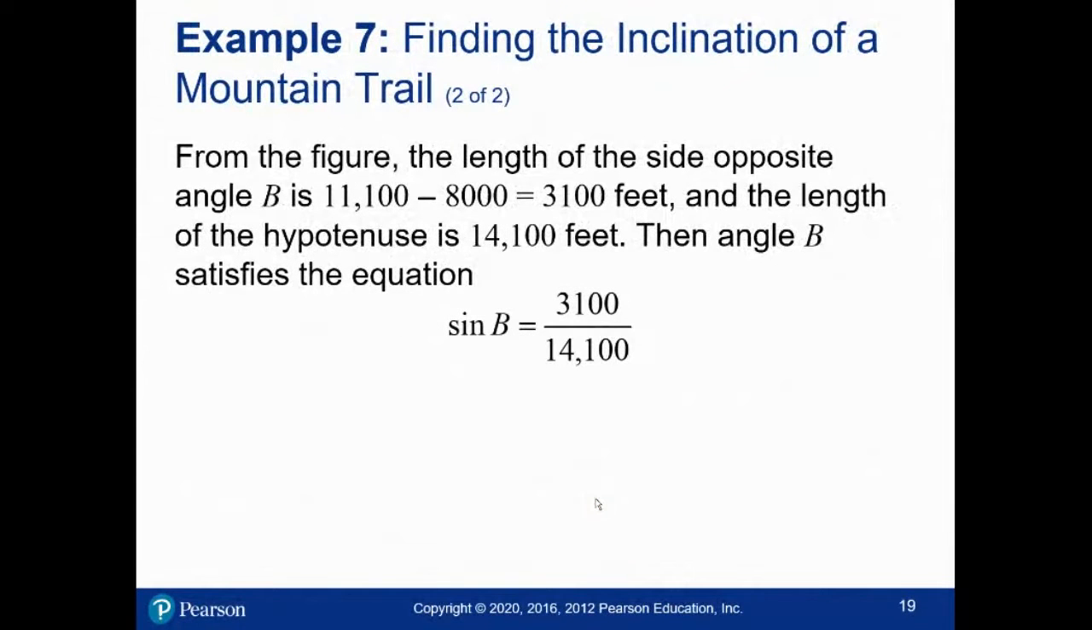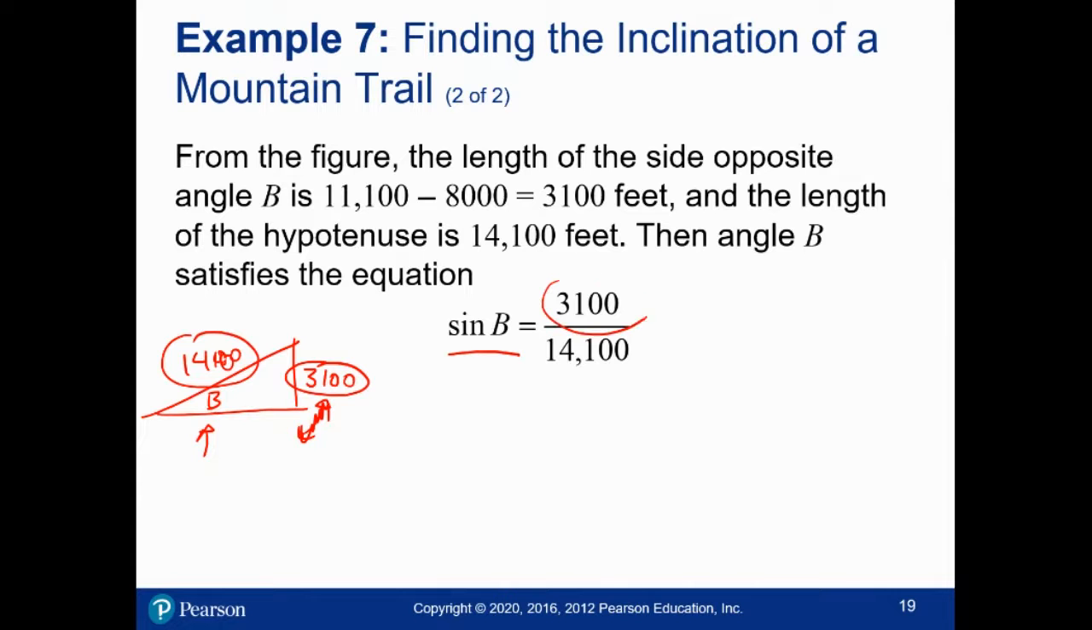Specifically, if I redraw that figure, we know that this angle B is the unknown. We know the height is the change in elevation, which was 3,100 feet, and we know the trail length was 14,100. So between this hypotenuse and the side opposite it, we want to use sine. If we had known this length down here, we'd use cosine. If we knew these two and didn't know the hypotenuse, we'd use tangent. Always use the appropriate trig function to the information you have. So since we know the opposite height and we know the hypotenuse length, we're going to use sine.